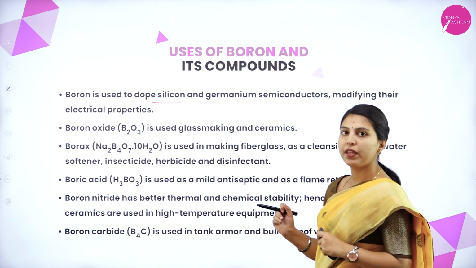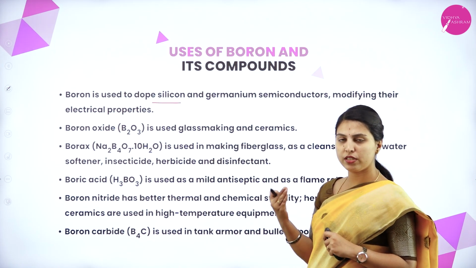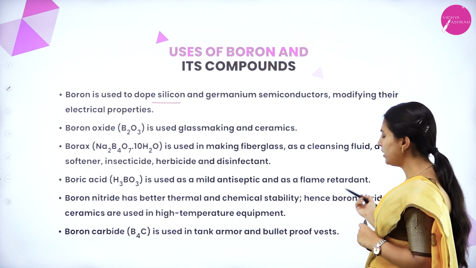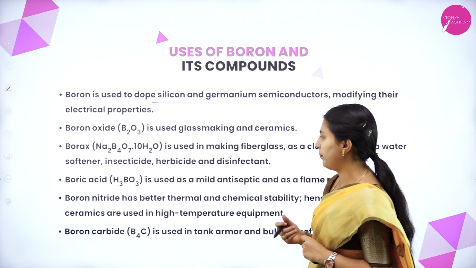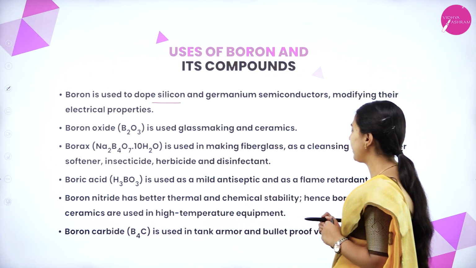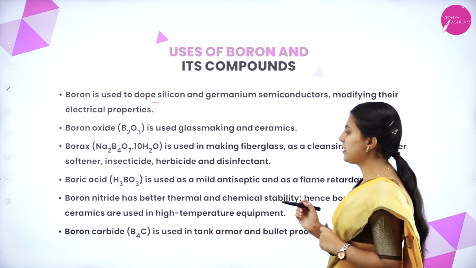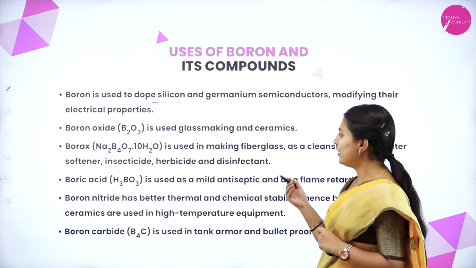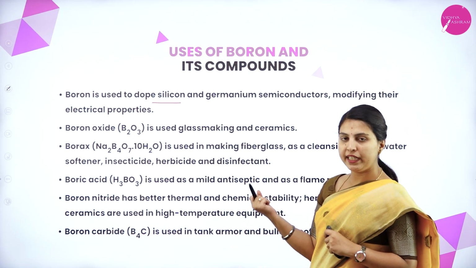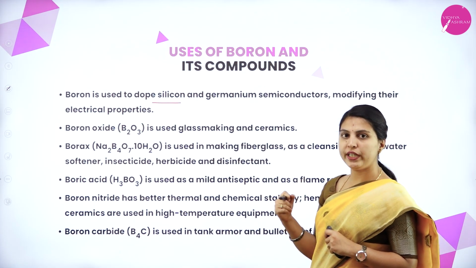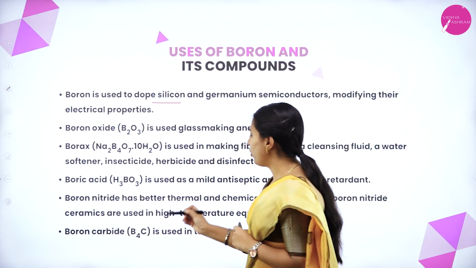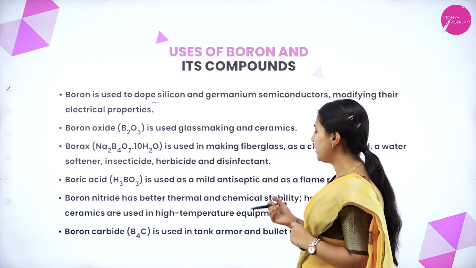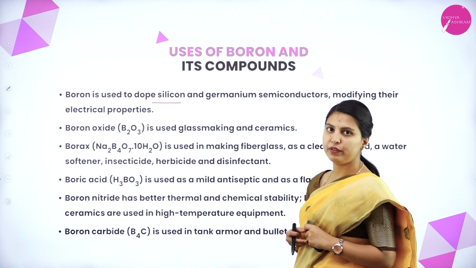Flame retardant means, we know boron reacts with air with an enormous amount of heat. So, flame retardant means it will ignite flame continuously. Boron nitride has better thermal and chemical stability. Hence, boron nitride ceramics are used in high temperature equipment. So, it has very high resistant properties. This boron nitride will be used in the materials or equipment which hold the capacity of high temperatures. Boron carbide is used in tank armor and bulletproof vests. Okay, in bulletproofs, and also in tank armors, boron carbide will be used.